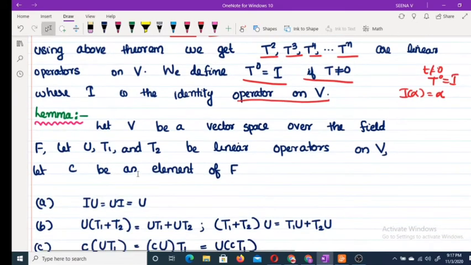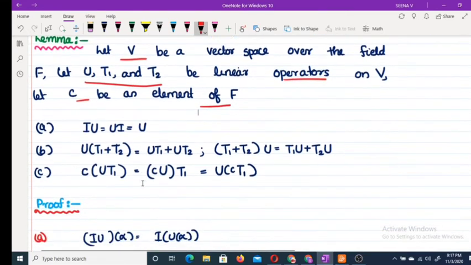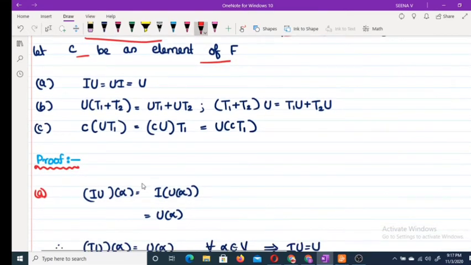Now we are going to prove one lemma. All these things are very simple. Let V be a vector space over the field F, U, T1, T2 be linear operators on V, and c be an element of F. Then we have to prove these conditions: IU equal to UI equal to U; U(T1 plus T2) equal to UT1 plus UT2; and c(UT1) equal to (cU)T1 equal to U(cT1).